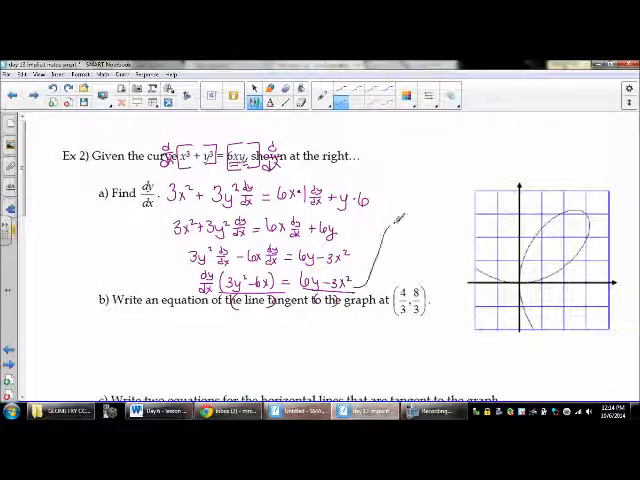I'm running out of space, so I'm going to put it over here. And long story short, dy/dx equals 6y minus 3x squared over 3y squared minus 6x. Now, you don't have to simplify it.